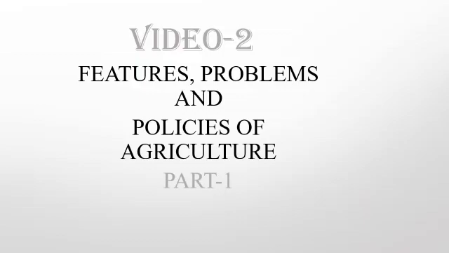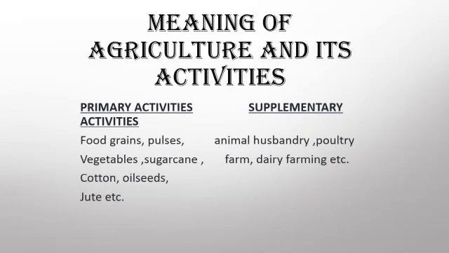What is agriculture? I hope you all know the meaning of agriculture. Like other industries, agriculture is also an industry in which crops are grown by cultivating land and animals are reared. In this way, two types of activities are included in agriculture. So we'll divide it into two: primary activities and supplementary activities.